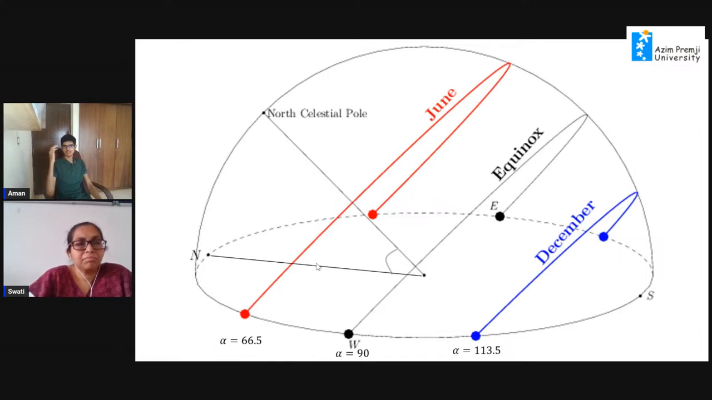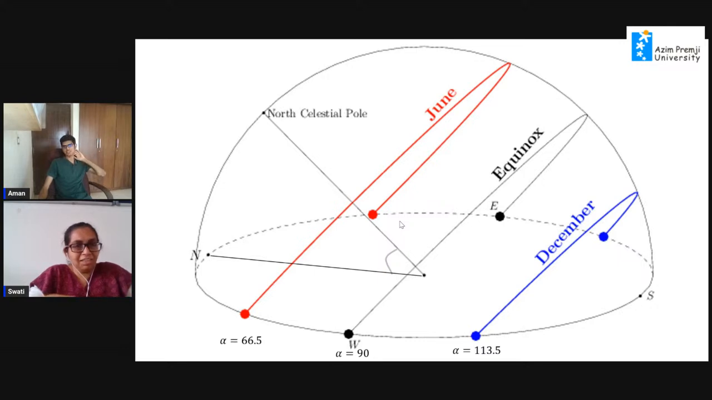Does that make sense? Anything I should elaborate on? Yeah, so this angle between the two lines, that's the phi, that's the latitude. So this kind of prompts that if phi is pretty large, then there is a chance that the red circle or the blue circle may not intersect the horizontal plane.